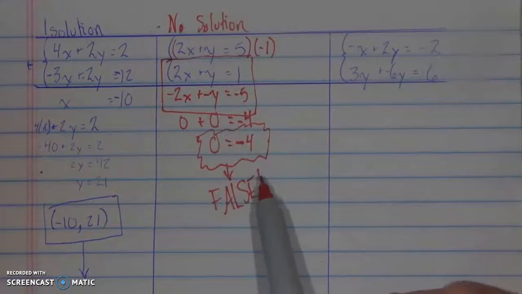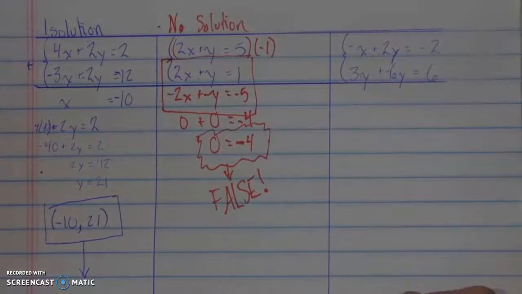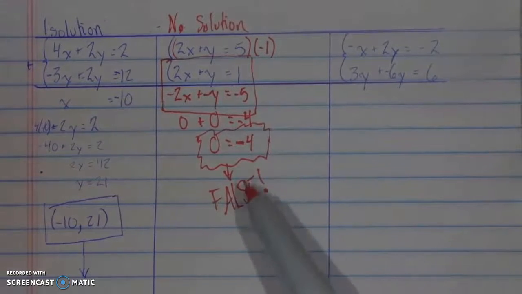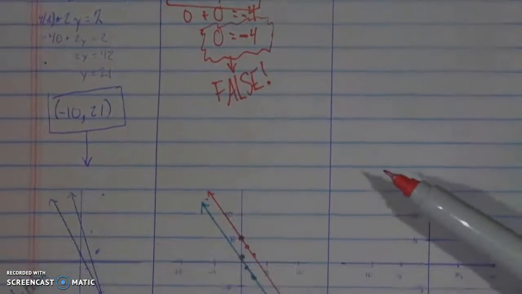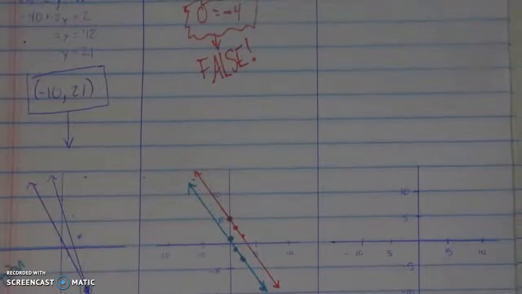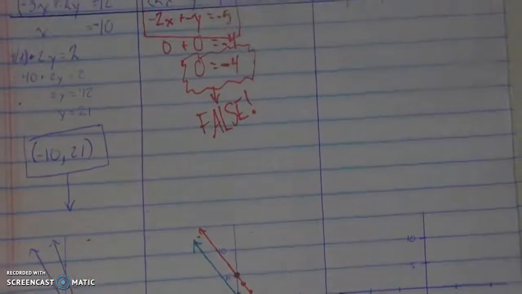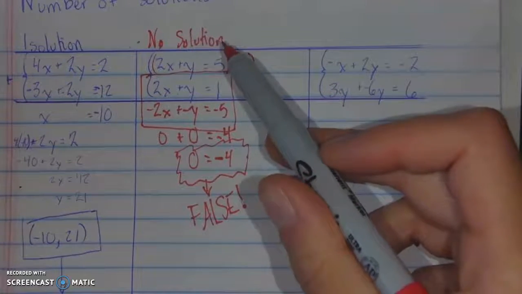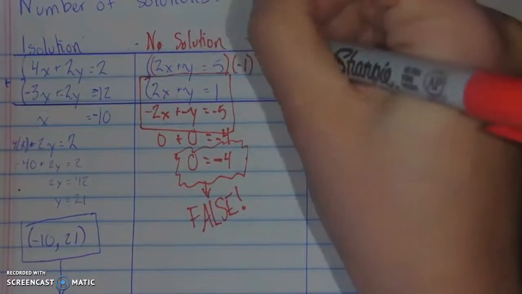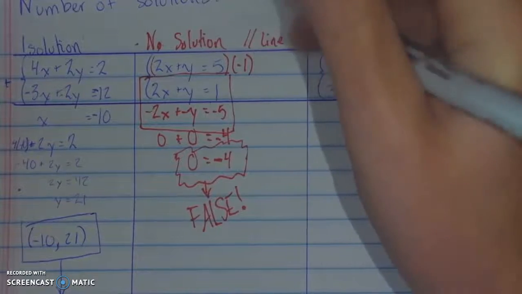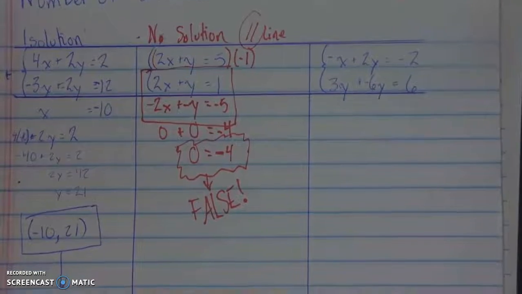Now you could do this with substitution too. You might get something else, like 0 is equal to 4 or 1 is equal to 2. Just the fact that it's not a true statement tells you that the lines are actually parallel and they will never intersect. So anytime you see this sort of situation, just say no solution. The lines are parallel. And that's what those little lines mean. Parallel. It's a shorthand for parallel.